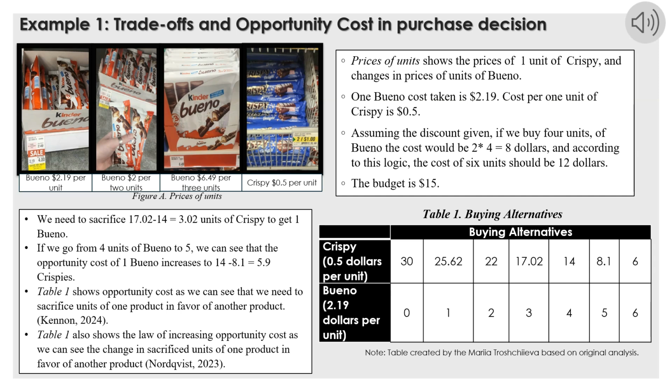As we move further from unit 4 to unit 5 of bueno, the opportunity cost increases to 5.9 units of crispy. That also demonstrates the law of increasing opportunity cost.